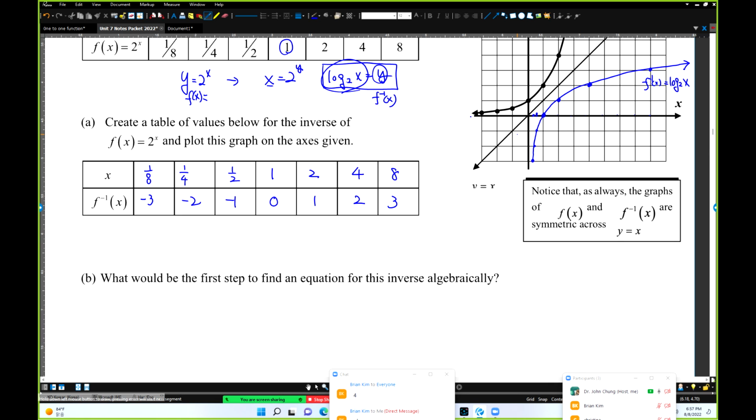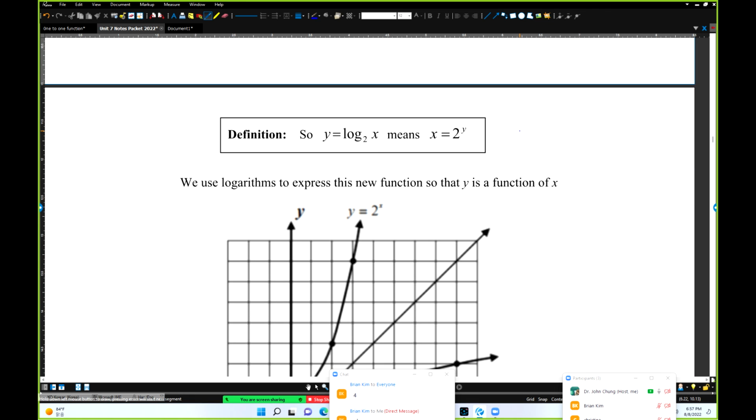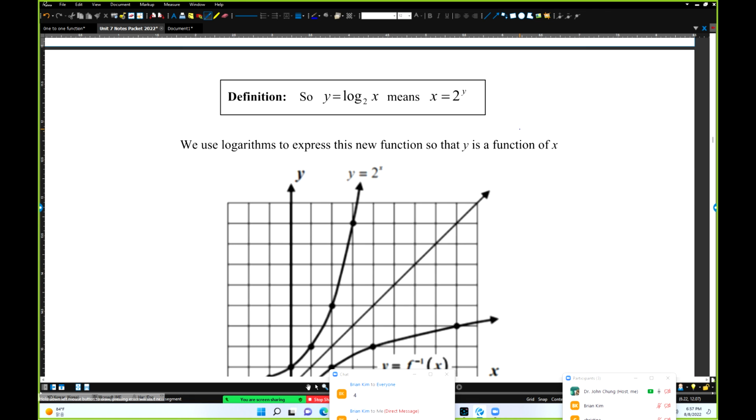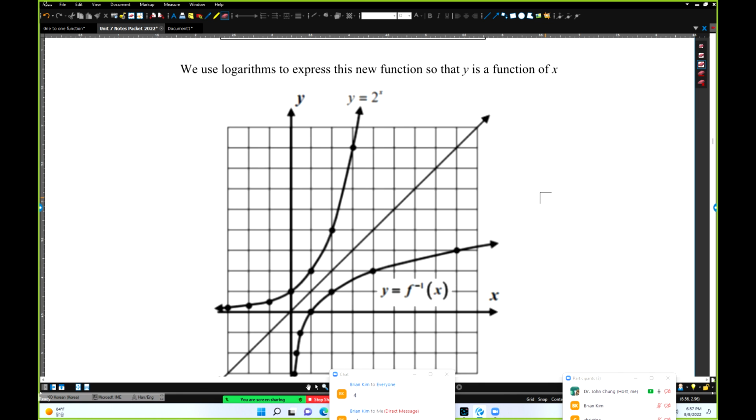To find the inverse algebraically, the first step is switching x and y, and the second step is expressing y in terms of x. That's it. This means 2 to the y equals x. That's why 2 to the y equals x. Same things. That's the graph we did. That is 2 to the x, and this is its inverse.